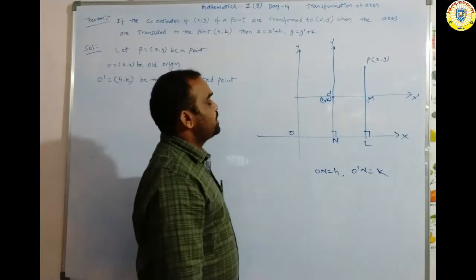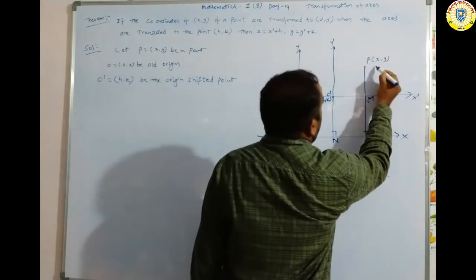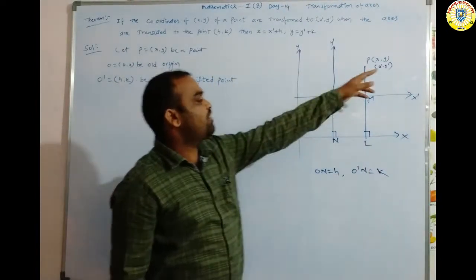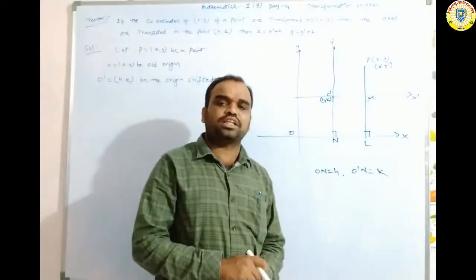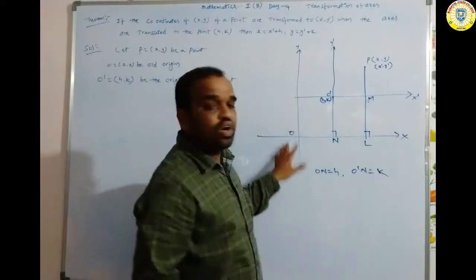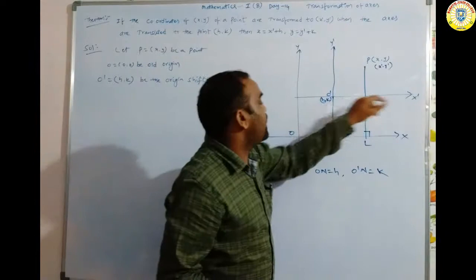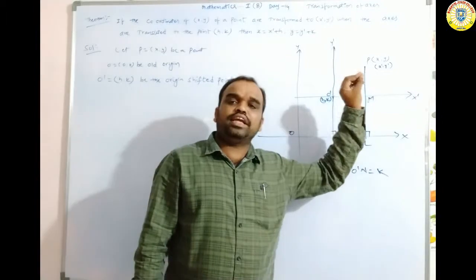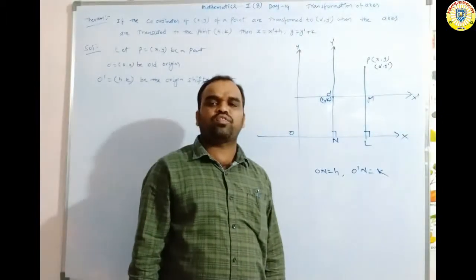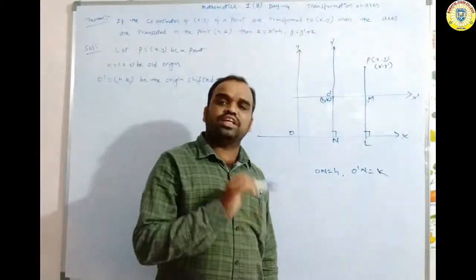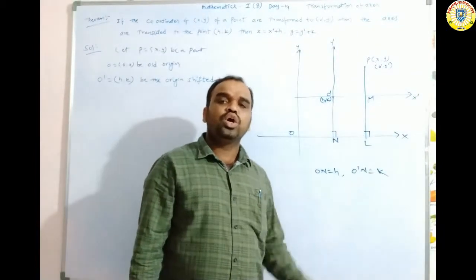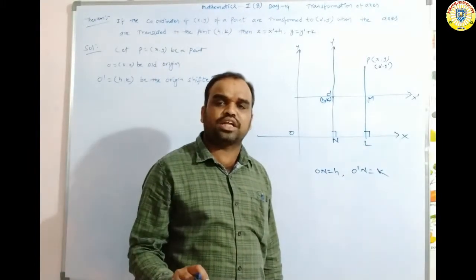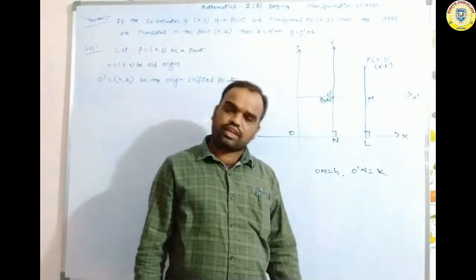Now observe this. We are writing another one. Here the coordinates of P are x dash comma y dash, written with reference to the new system. There are two systems: OX, OY is one system, and O dash X dash, O dash Y dash is the new system. For any point in the plane, there must be two types of coordinates: one with reference to the new system and another with reference to the old system.